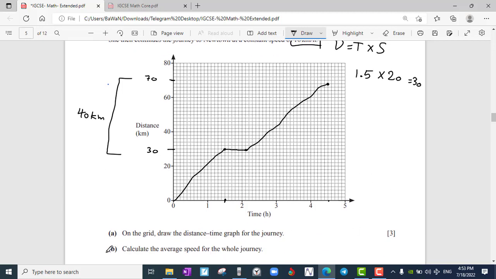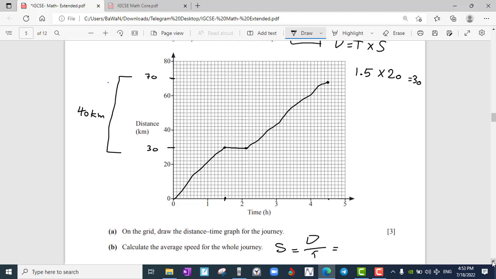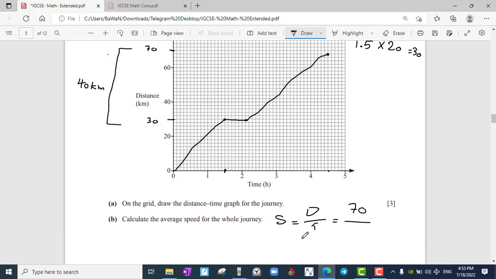That was part A. Part B, calculate the average speed for the whole journey. Calculating average speed means we need to use the total distance and the total time taken to find average speed. So total distance is 70 kilometers. The rule of speed is equal to distance divided by time, and total distance is 70 kilometers. Total time taken is 4 hours and a half.